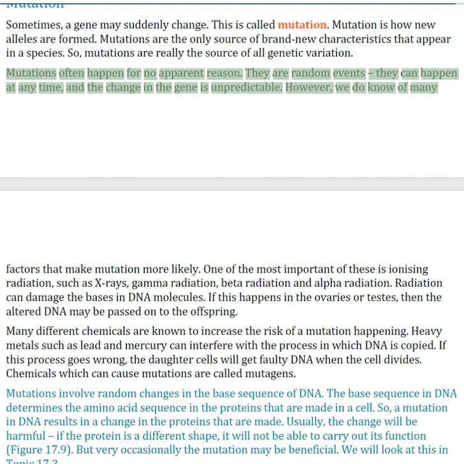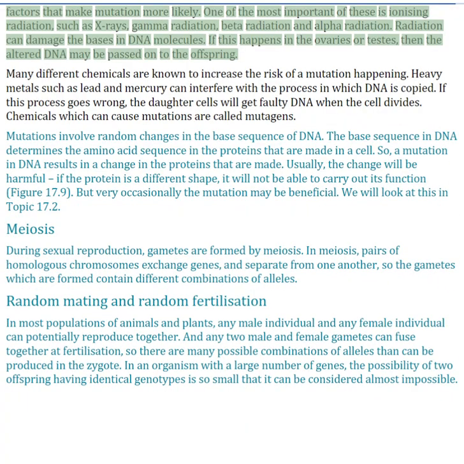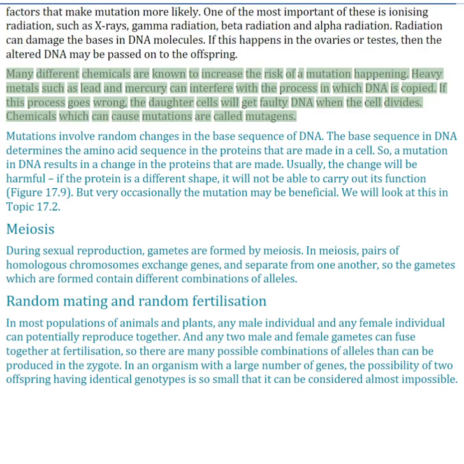However, we do know of many factors that make mutation more likely. One of the most important of these is ionizing radiation, such as X-rays, gamma radiation, beta radiation, and alpha radiation. Radiation can damage the bases in DNA molecules. If this happens in the ovaries or testes, then the altered DNA may be passed on to the offspring. Many different chemicals are known to increase the risk of a mutation happening. Heavy metals such as lead and mercury can interfere with the process in which DNA is copied. If this process goes wrong, the daughter cells will get faulty DNA when the cell divides. Chemicals which can cause mutations are called mutagens.